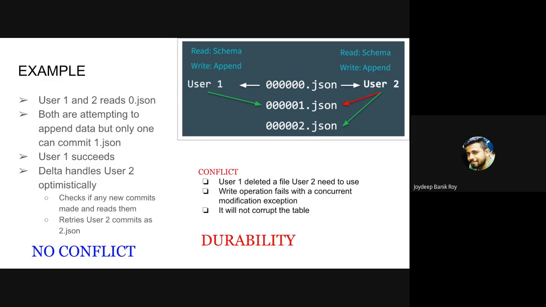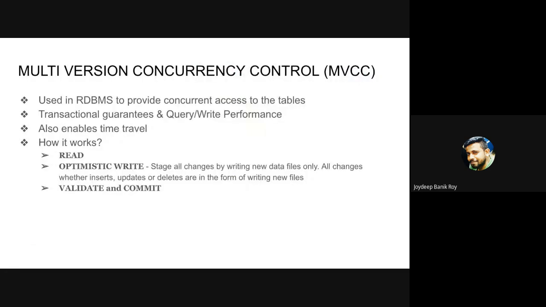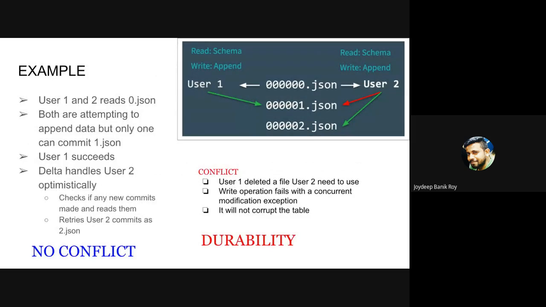So you can be rest assured, you can run this job. If they're working on two different parts of the data, two different partitions, two different sets of rows, say, you can be rest assured that the first job will write the 1.json and the second job will write the 2.json. If they're working on the same row, then there will be an exception. Only if they're working on the same row. Okay. So this is about the durability part of it.